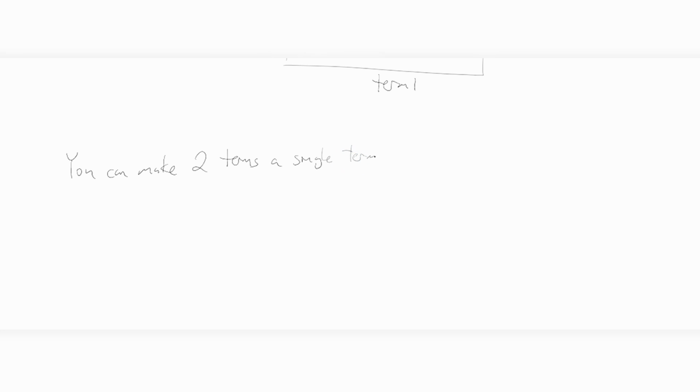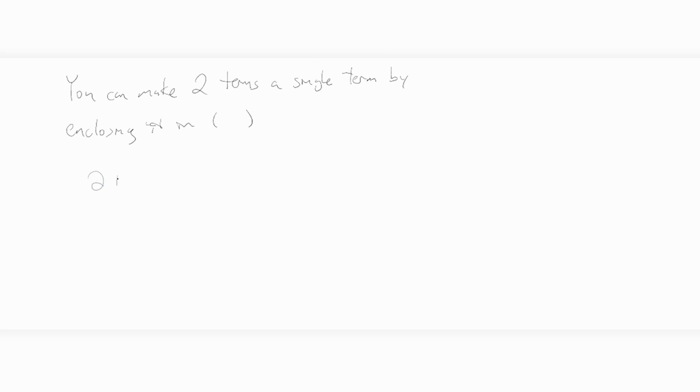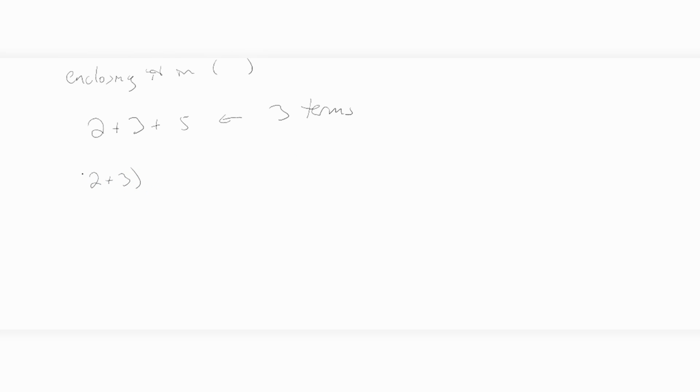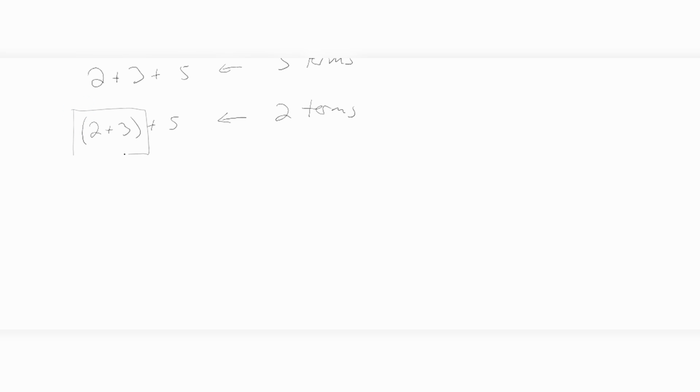You could make 2 terms a single term by enclosing it in parentheses. For instance, if I were to write 2 plus 3 plus 5, obviously here I'm looking at 3 terms. But if I were to write 2 plus 3 like this, put that in parentheses, and then write plus 5, I'm actually looking at 2 terms here. The first term is this entire object, that's 2 plus 3, which consists of a factor that has 2 terms inside of it. So this entire thing here is considered one term, and the 5 is our second term.